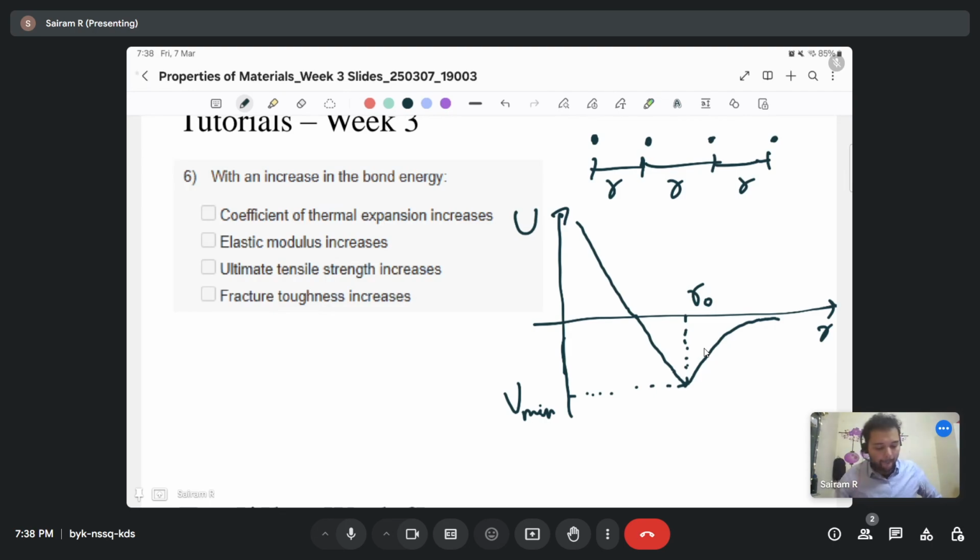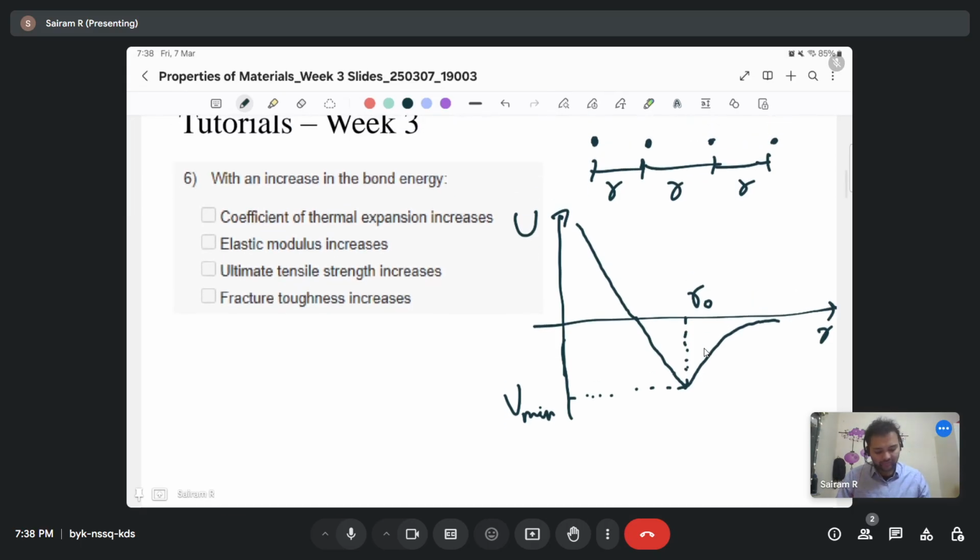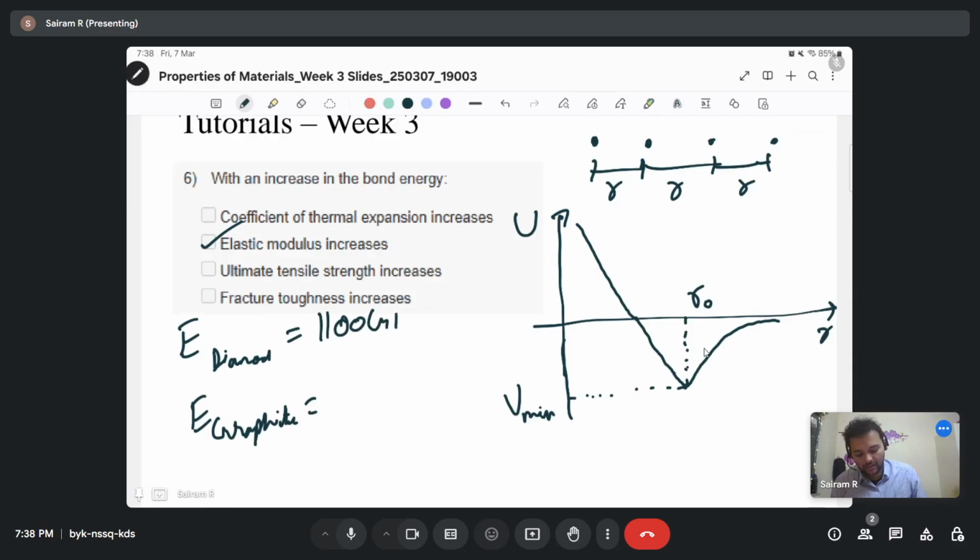So with an increase in the bond energy, when the bond energy between two atoms is very high, it basically depicts that the elastic modulus of these two atoms is very high. We have seen this in various examples, such as the E of diamond and E of graphite. E of diamond is approximately 1100 GPa, and E of graphite is approximately 8 GPa, if I'm not mistaken. We can check these from sir's notes.